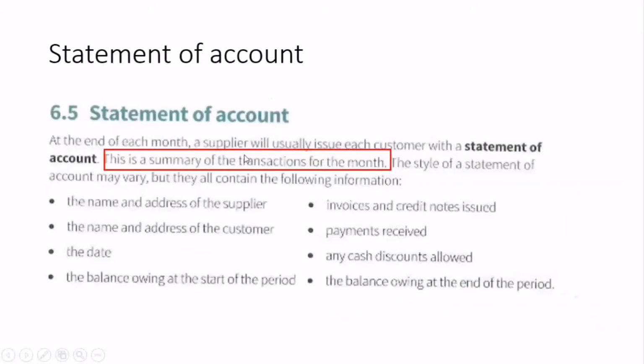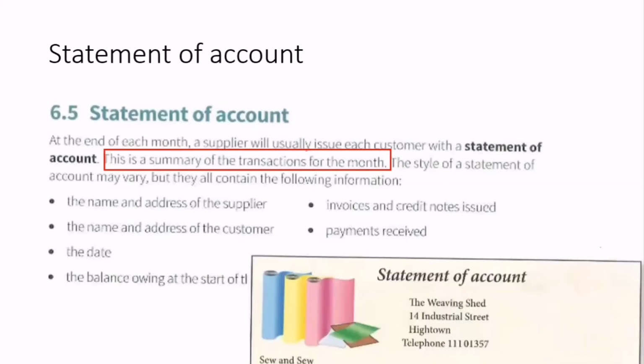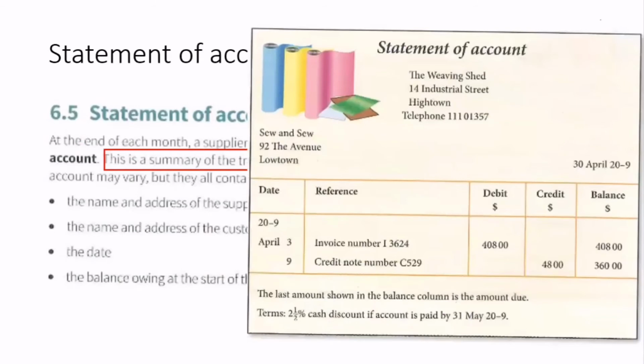A statement of account is a summary of the transactions for the month between a seller and a buyer, and is usually prepared by the seller to be given to the buyer. Therefore, you will see the whole transaction that was made by the buyer and the seller within a month.